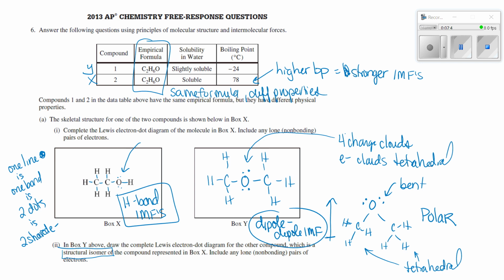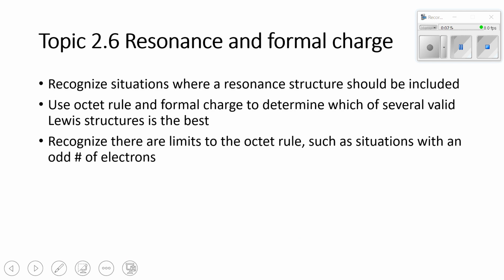So you can see how these are all related, and while you might not be assessed directly on drawing a Lewis dot structure, you still need to know the Lewis dot structure to figure out the shape and the polarity and the intermolecular force. Okay, another topic in here is resonance and formal charge.